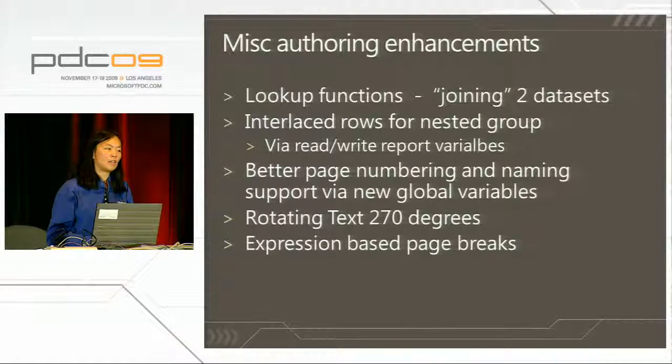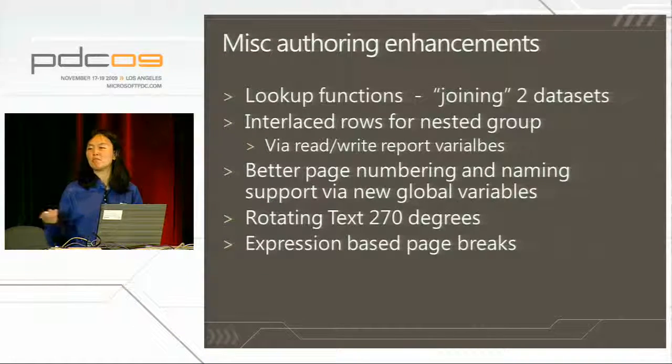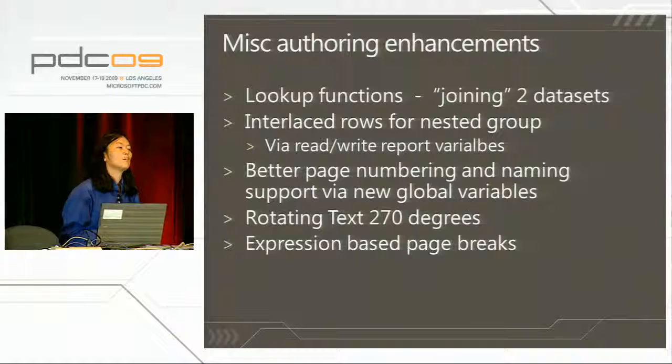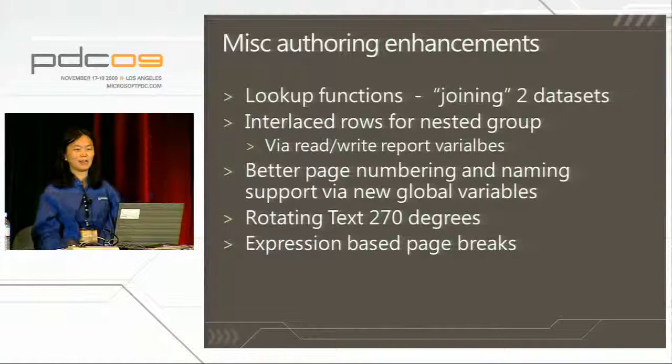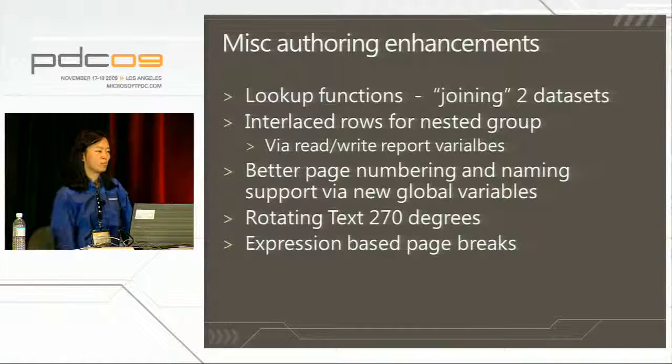The other thing is we have implemented read and write report variables that let you implement something like the interlace row in Excel much easier. I could do it before using custom code, but it doesn't quite look right. It's much easier now. We have also added better page naming and new variables so that you can have finer control over how you number the pages. Another cool thing is we have added support for 270 degrees or vertical text. You can rotate the text by 90 degrees or 270 degrees. And also expression-based page breaks.